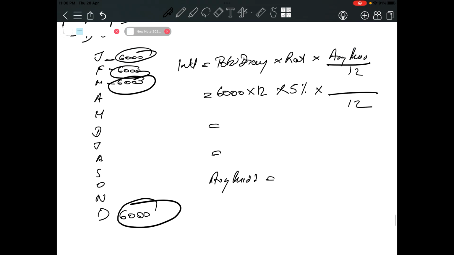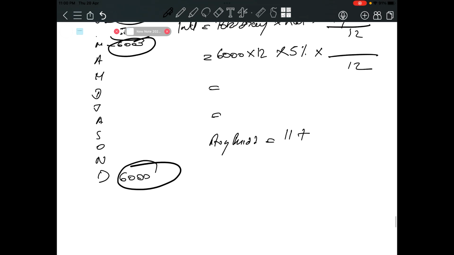What is the average period? Period left after the first withdrawal. The first withdrawal is on 31st Jan, so how many periods are left? There are 11 months left. So 11 plus, now when is the last withdrawal? 31st December, so 0 period is left after 31st December. So what will be the amount? 5.5 months. So the average period is 5.5 months.